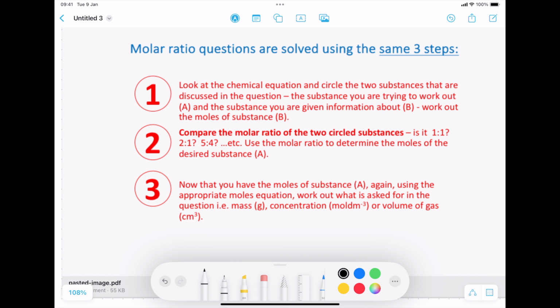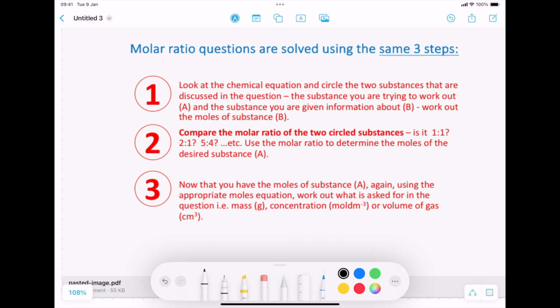So, number 1, look at the chemical equation and circle the 2 substances that are discussed in the question. The substance you are trying to work out, let's call it A, and the substance you are given information on, let's call it B. Then work out the moles of substance B. So in a question, you're always obviously asked to find something. So you have to circle that species, and then you will be given information on something else. And so that's the other thing you circle. Only 2 things you circle.